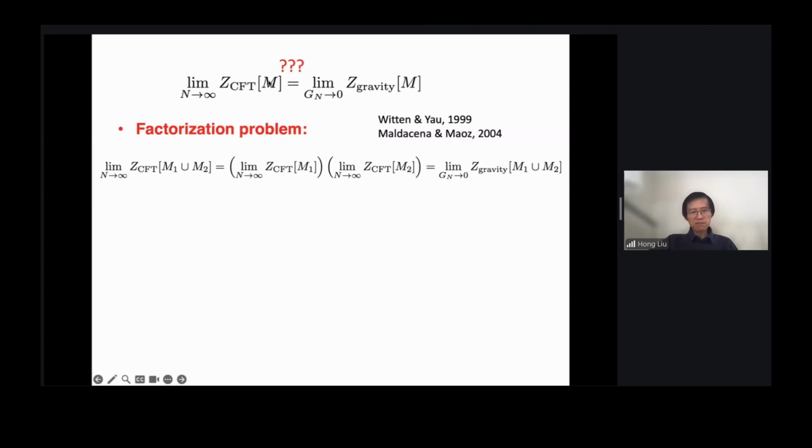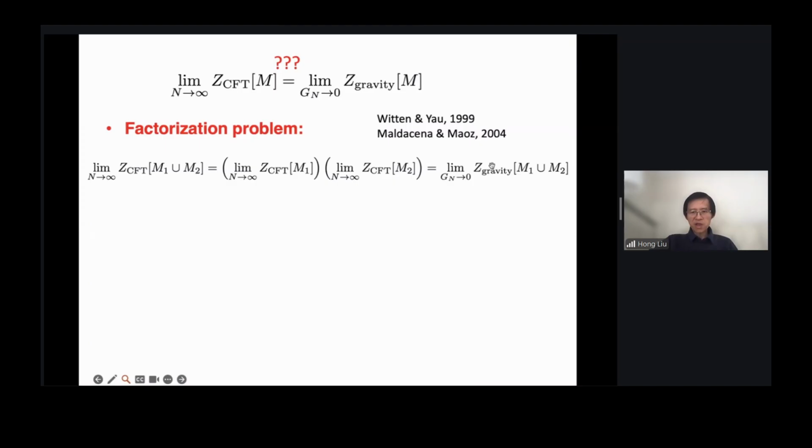So let's consider M to be a disjoint union, say, of two manifolds, say M1, M2. And then just by definition, if you consider a CFT on a disjoint manifold, it just factorizes into the product of the two partition functions on the two manifolds. And this doesn't change when you take the large N limit, the partition function also factorizes in this limit. And then the gravitational partition function, by definition from this relation, should also factorize.